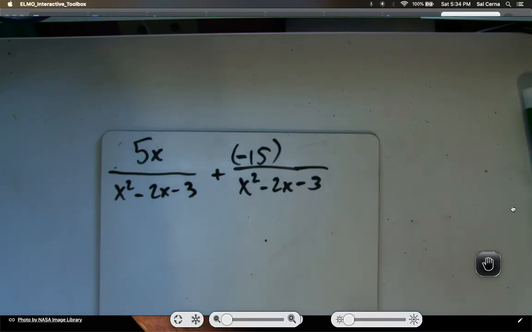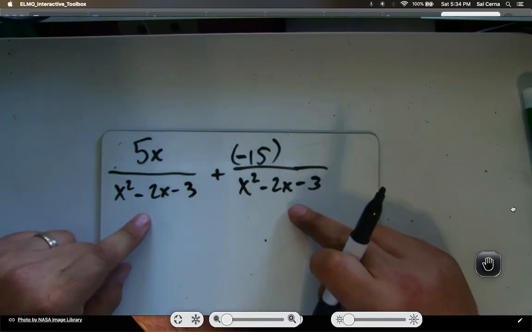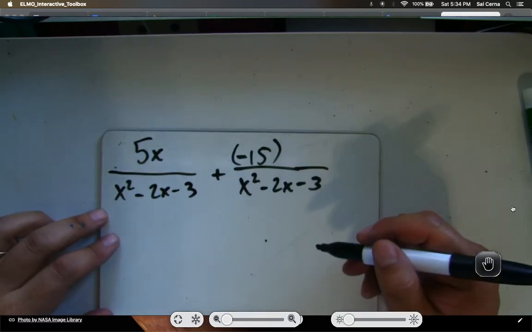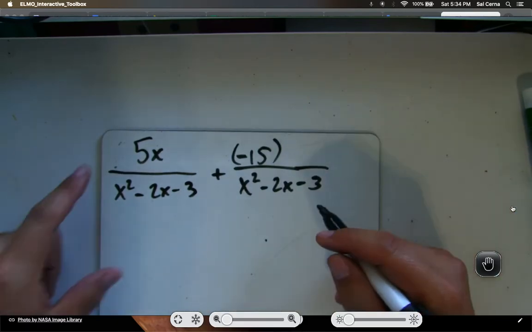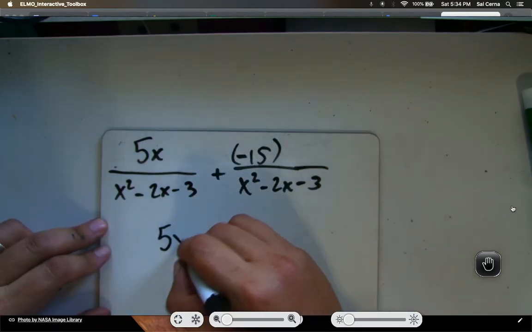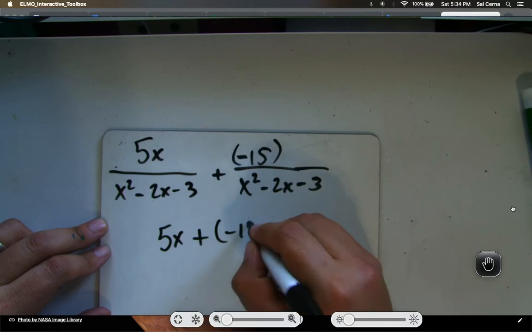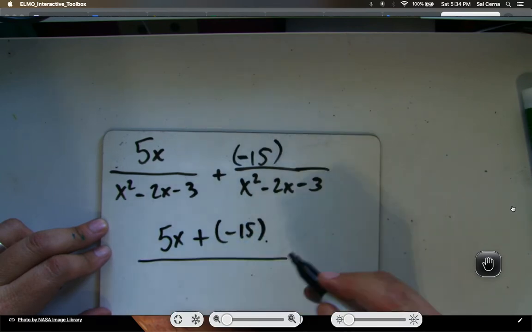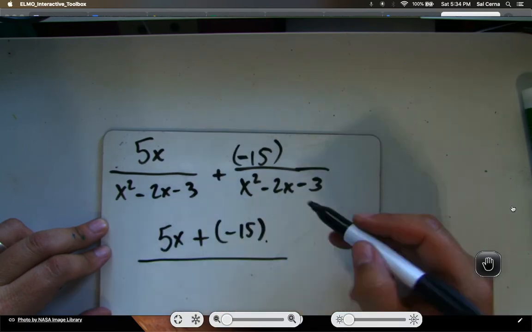Same thing. Identical. Yes, they are identical. So what am I going to do? I'm just going to add my numerators. So I'm left with 5x plus negative 15 over x squared minus 2x minus 3.